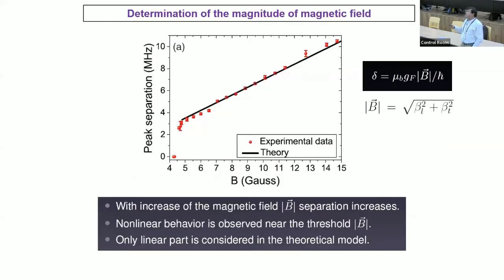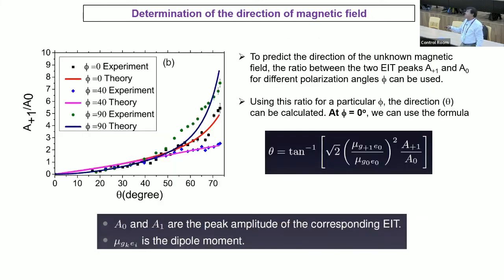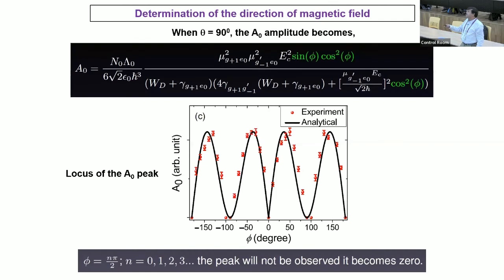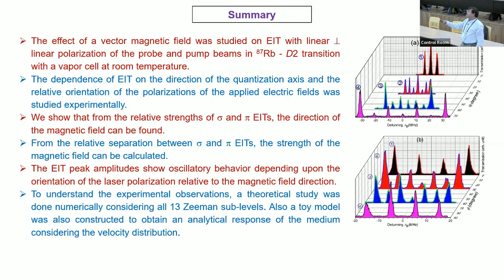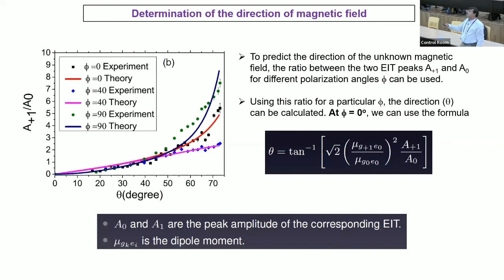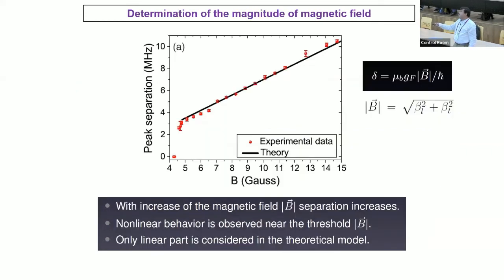Now the important thing is, can we do a determination of the magnetic field magnitude? From the separation of the peaks that we got here, you can put in your formula and very simply get to the magnetic field. There is a nonlinear behavior at the very low magnetic fields, so we only consider the linear part.